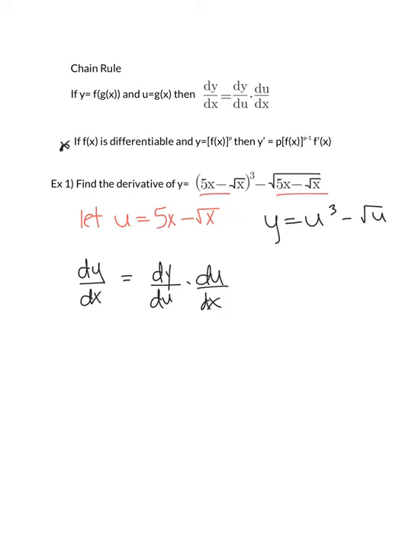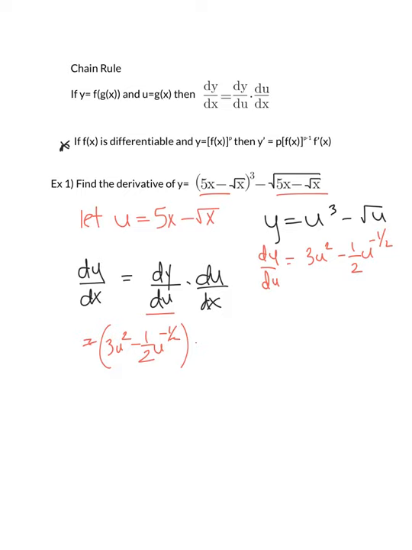So looking at this, the first thing that I need to find is my dy by du. So I'm going to go over here to my y equals, and it's 3u squared minus 1/2 u to the negative 1/2. And I'm not going to worry too much about my negative exponents. I'll deal with those later. So I'm going to go ahead and plug this in here.